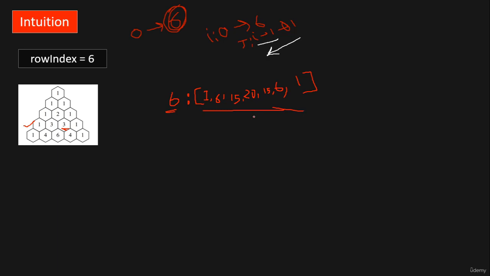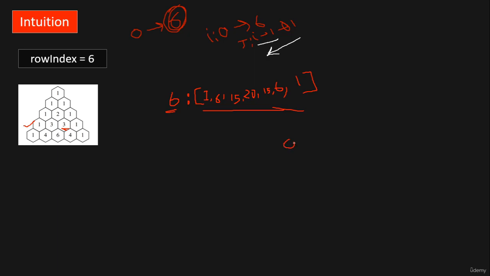This is the row at index 6. And we're not using extra space here. So here we have to use a resizable data structure. We cannot use a fixed data structure like an array. We have to use an ArrayList here. ArrayList is a resizable data structure in the Java programming language. This is how we can solve this problem. Hope you have understood how to solve this problem.